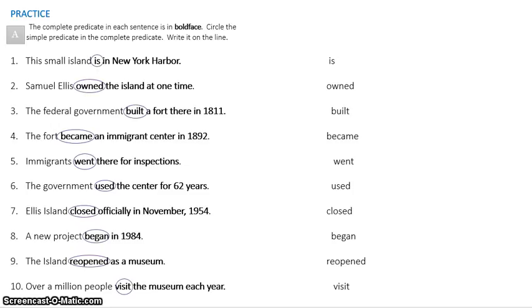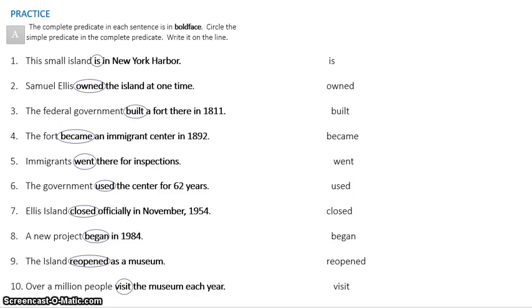Keep practicing, and just remember this week you're going to be looking for the simple predicate or the verb in the sentences. But you also need to remember how to divide a sentence. So on number 1, let's go back up there for a minute. On the quiz that we did on Friday, I asked you to take a red pencil and divide the sentence into complete subject and complete predicate. If I did that on the first sentence, I would put a red line in between the words island and is. That's dividing my sentence into complete subject and complete predicate.